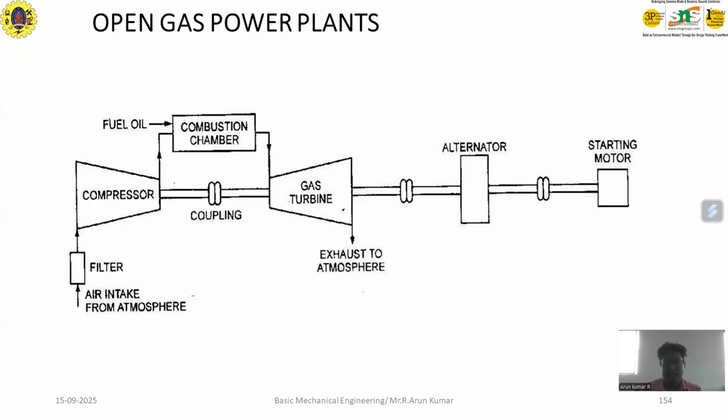Now consider the gas turbine, which is coupled with the alternator. What is the purpose of the alternator? Once the gas turbine starts to rotate, the alternator also rotates. When you connect the alternator to the starting motor, power can be generated. The main aim of the open gas power plant is that air enters on one side through the air filter, and the fuel enters the combustion chamber. It passes to the gas turbine, and the exhaust gas goes to the atmosphere. It is not like a closed cycle; it is called an open cycle. The process has entry at one end and exit at the other end, so it is called an open gas power plant.